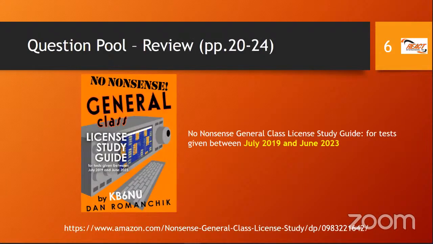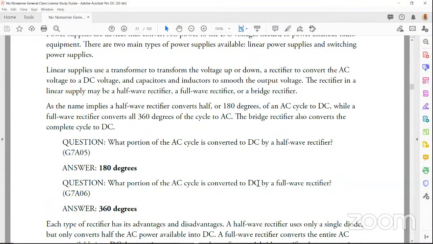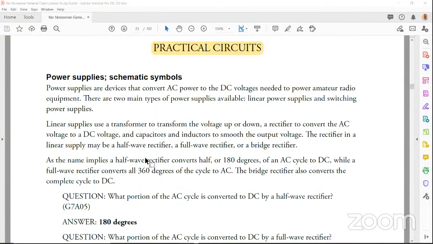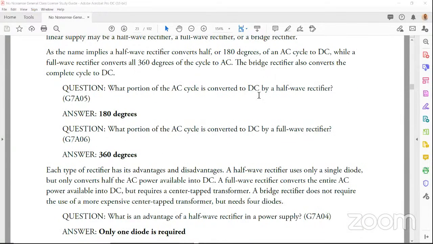So we now proceed to review the question pool material related to the theory that we would have dealt with last session. Okay, so let's go straight into the questions in the question pool.